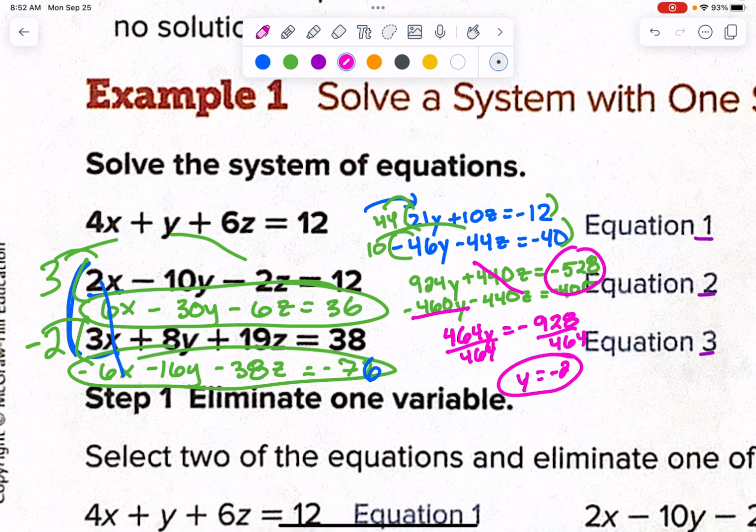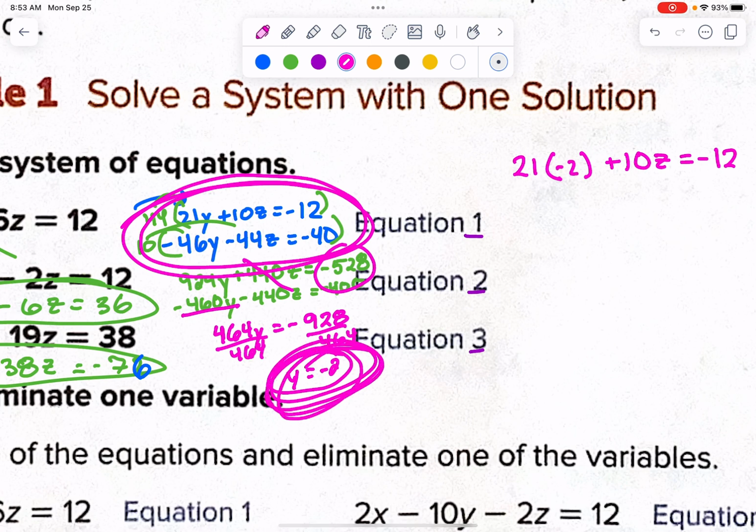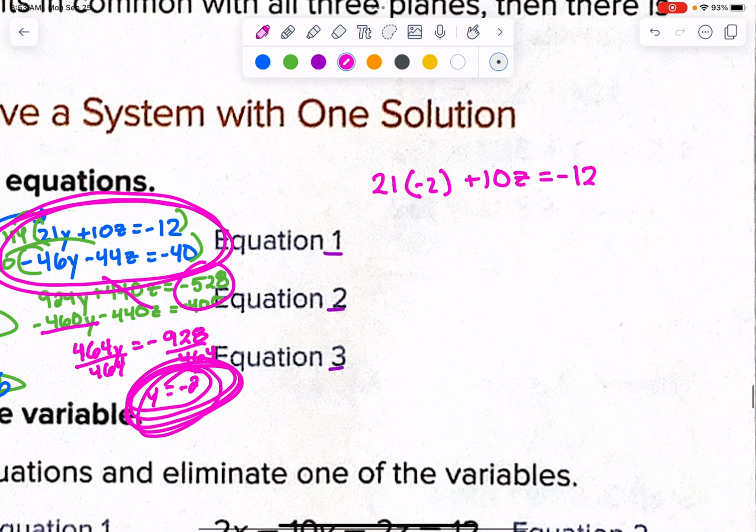Perfect. Now, we have to go back through and work backwards to try to find z and to try to find x. So I'm going to go back up to my previous step, which is right here, these blue ones, and I can plug into either one of those equations that I want to. I'm going to just choose the top one where I have 21y plus 10z equals negative 12. Okay, and I know what y is from down here. Y is negative 2. Okay, I'm going to plug in and multiply.